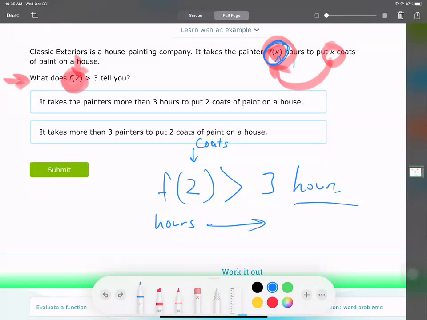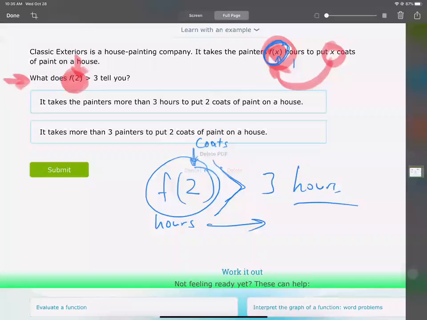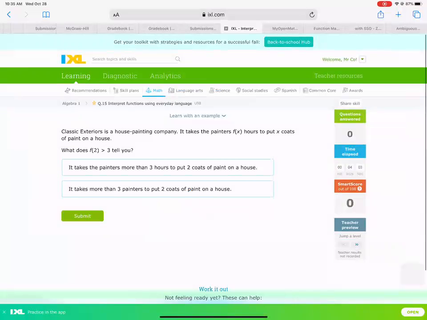Great job. You all read it pretty easily, right? Because I talked it out too. If I plug in 2 coats, the function tells me, hey, it's going to take me more than 3 hours. Good job. And that's really what this is, understanding how to use functions in these word problems.